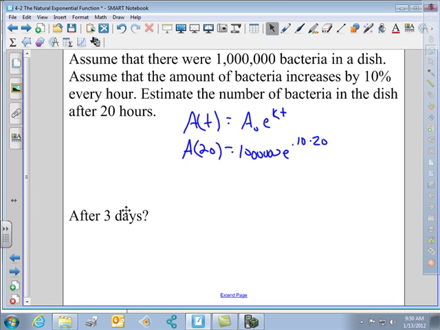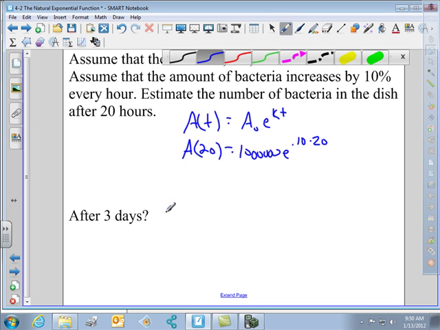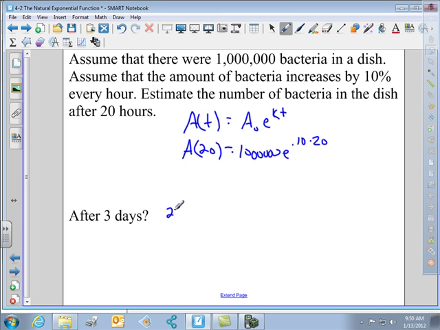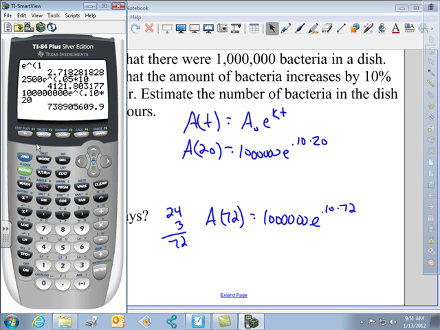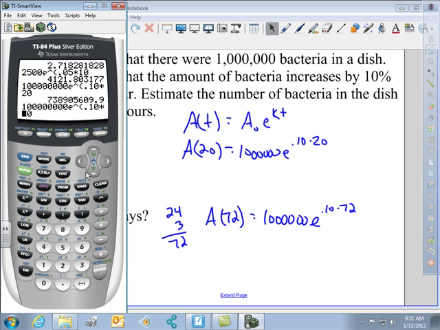Now here, if we're to go after 3 days, let's not forget that this was 10% every hour. So what we're going to have to do is figure out how many hours there are in 3 days. Take your 24 hours in a day, multiply that by 3, and you'll get 72 hours. So what we'll do here is find A of 72. We take 1 million and multiply that by e to the 0.10 times 72. I can use the same formula I just did, except I'm going to change this 20 to a 72.